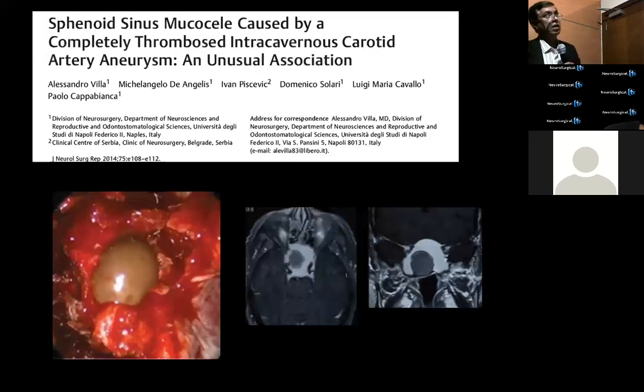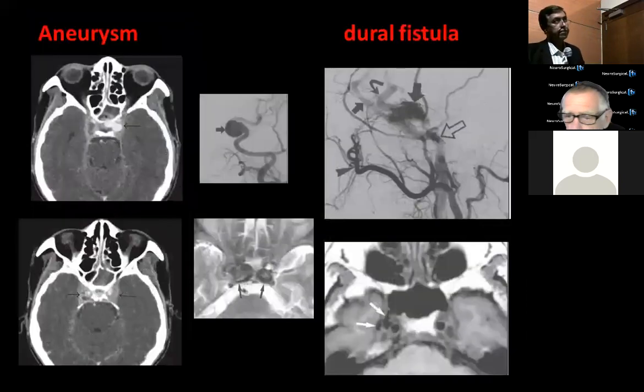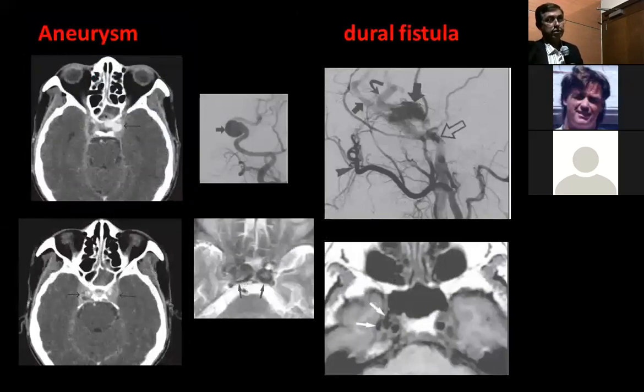Sphenoid sinus mucocele caused by thrombosed intracavernous carotid aneurysm. Who would think of this? It is there. These pathologies are there, but you're not thinking about it because you think common is common. Nonsense. Common is common in the way of thinking, top of the list, but I should know the list. Aneurysm, bilateral. Not single, bilateral. AV fistula within the sphenoid sinus.